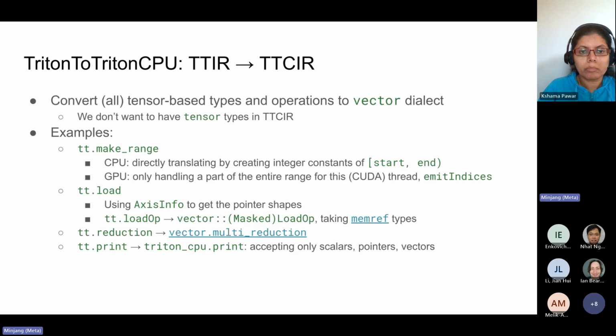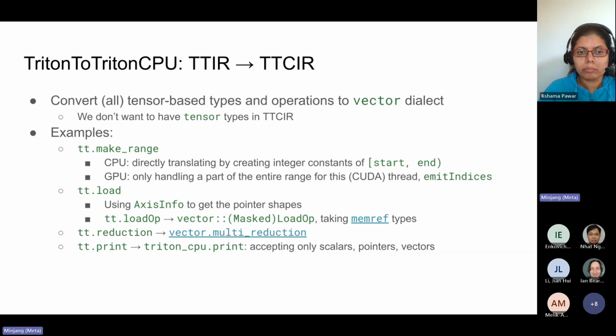Here are some examples. The make range is one of our key operations when you build up the pointers, right? For the GPU, because it's handling just a couple of scalars, not too many, it does not need to handle the entire range. But in the CPU world, we really need to generate a constant index from 0 to the block size. So it's quite different.